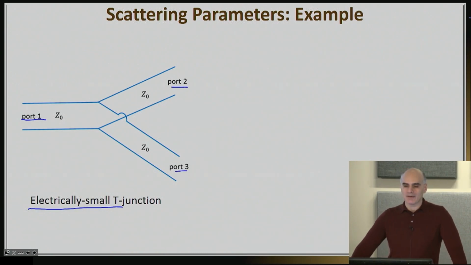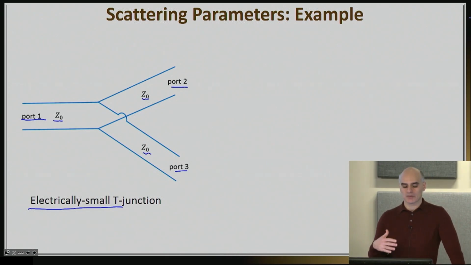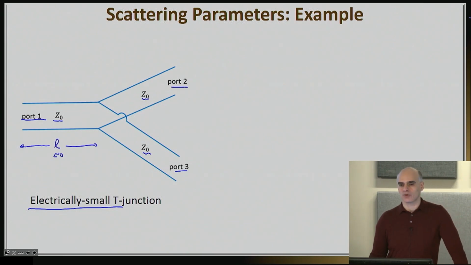And to make things simple as we're getting started here, we will assume that the characteristic impedance of all ports are the same. So Z0 is the characteristic impedance of ports 1, 2, and 3. We will also assume that this is an electrically small junction, which basically means that this length is practically 0. And that's true for all ports. So a very, very small junction that you will see in real life.